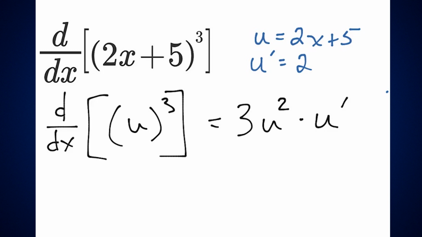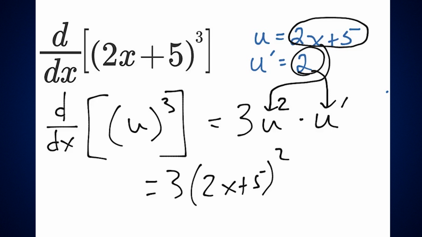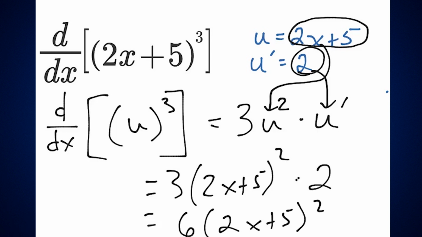Then we simply substitute these expressions back into their variables. So that would become 3 times the quantity of 2x plus 5 squared times 2, which simplifies to the exact same thing we got before, 6 times 2x plus 5 quantity squared.